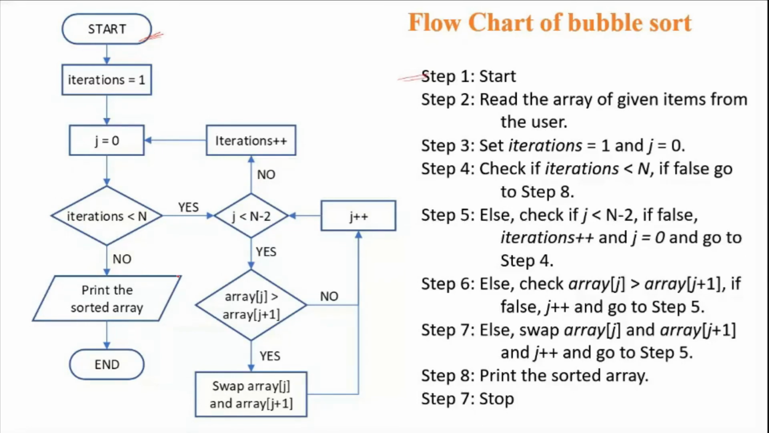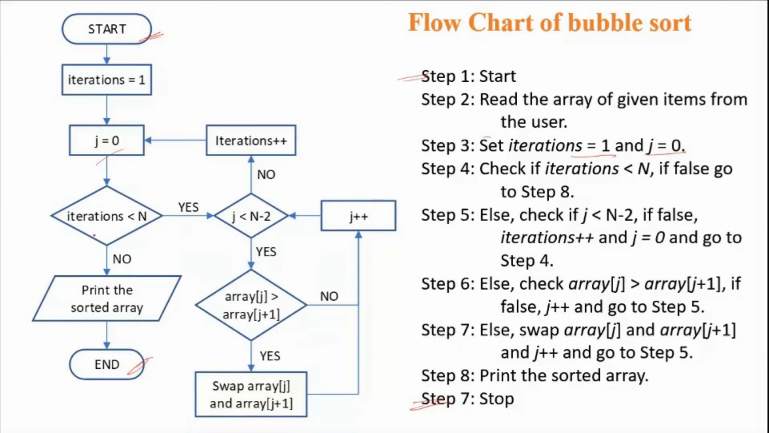This is equal to this one. End is equal to this, equal to stop. Iterations is equal to 1. So we set the iterations to 1, and here j equal to 0. So j is equal to 0 is set.